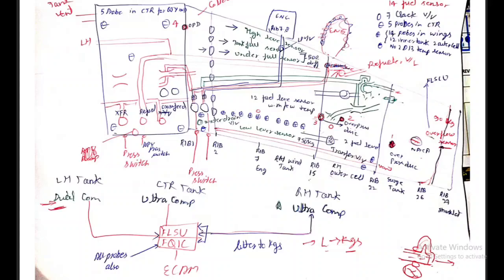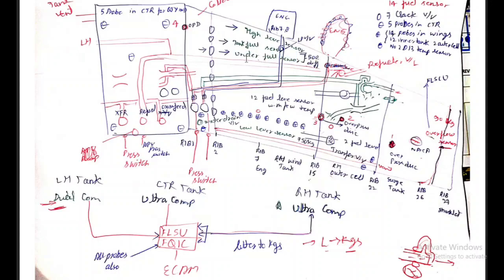If you see, there is a high level sensor. I am not talking about the quantity, just for example. If you go to the fuel panel, there is a high level light, so there is a sensor. Once fuel reaches the topmost portion, you will get the high level light on the fuel panel. And there is a tank full sensor. Once the tank is full, the sensor will detect that the tank is full. And there is an underfull sensor.